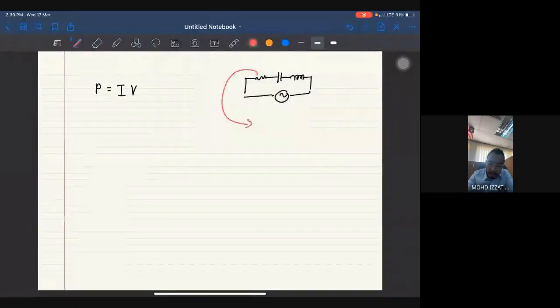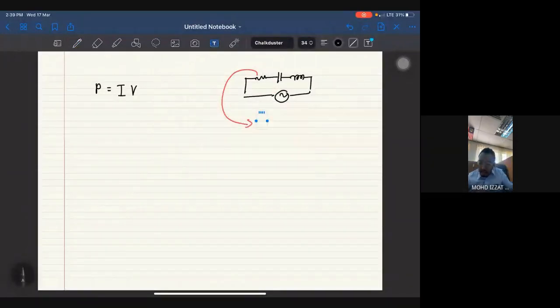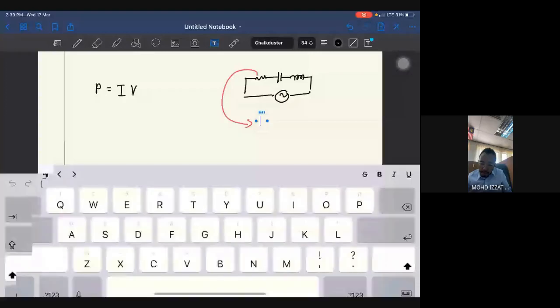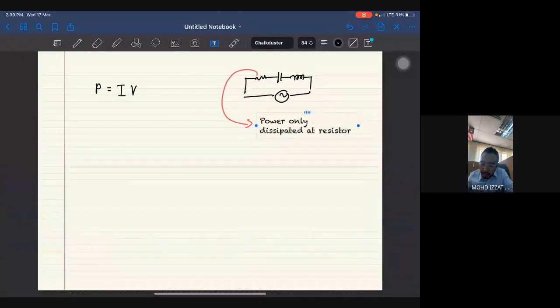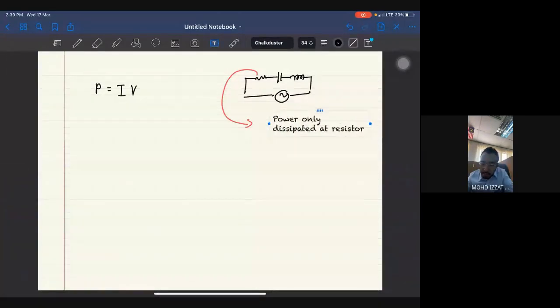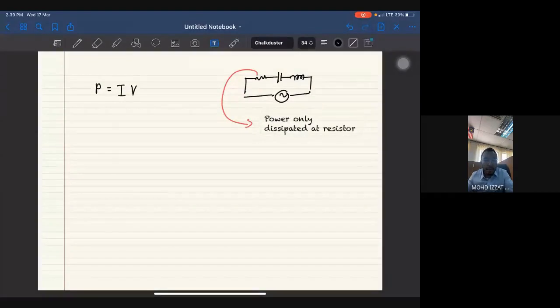Okay, the key thing here is that power is only dissipated at resistor. Okay, tolong understand this part and tolong ingat seperti dulu lah. Power is only dissipated at resistor.